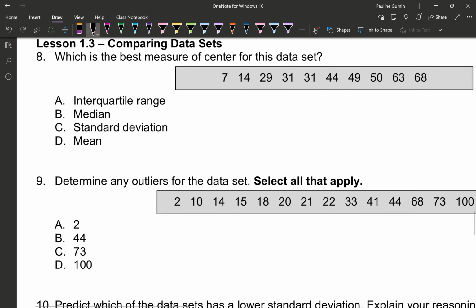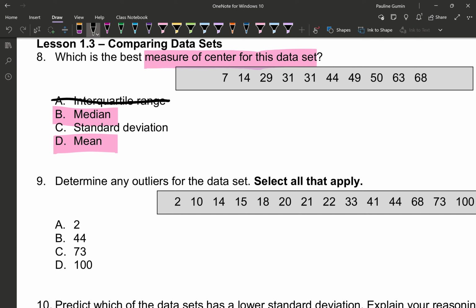Number 8. Which is the best measure of center? There are only a couple of measures of center, and on this list I only see 2. The only 2 measures of center for number 8 are mean and median.